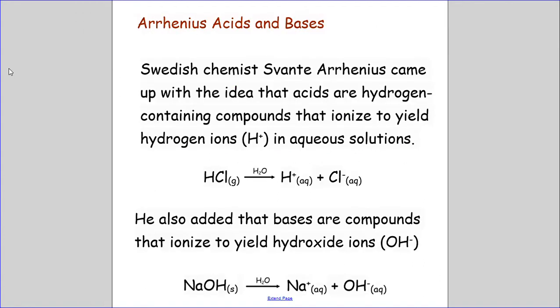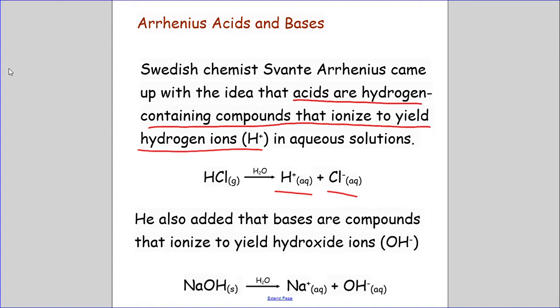So, we've got a couple of different people we're going to go through. The first is our Arrhenius acids and bases. Swedish chemist Svante Arrhenius came up with the idea that acids are hydrogen-containing compounds that ionize to yield hydrogen ions. Now remember, ionization just means that it breaks apart into its ions. So it starts out as a compound, then separates into its ions. So we have this H+ and Cl-.